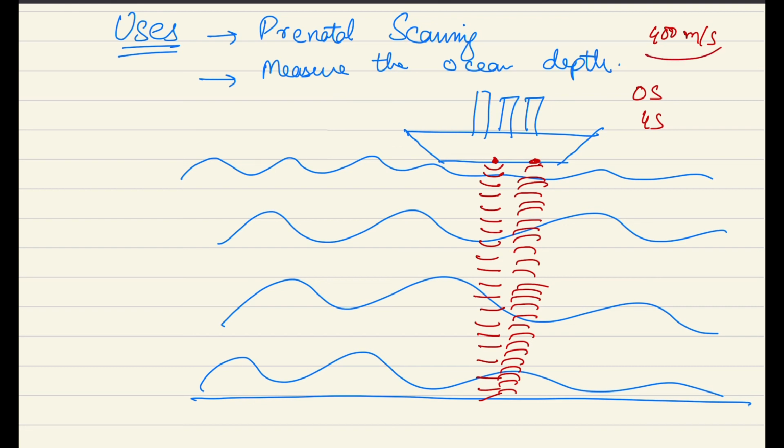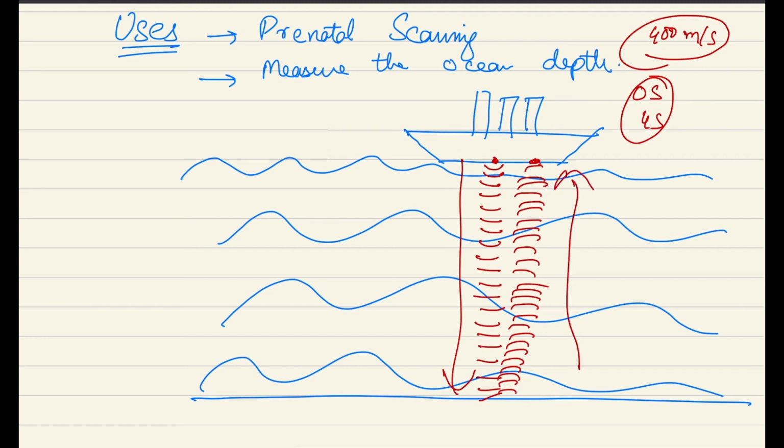So we'll just multiply this 400 meters per second by 4 seconds, and we will get the distance, but that distance is to and fro, going down and coming up. We will divide that distance by 2, so we'll get the actual depth of the ocean. I hope you got it. So this is another use of ultrasound waves, in measuring the depth of the ocean.